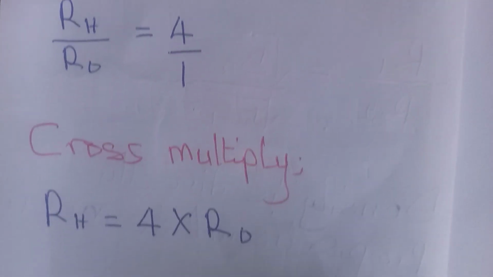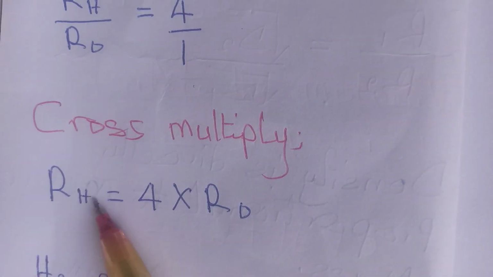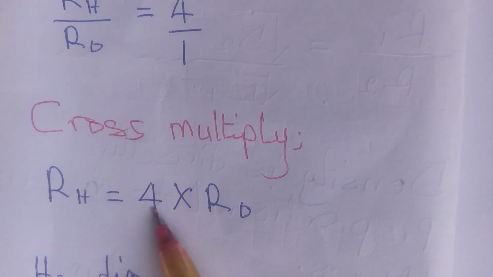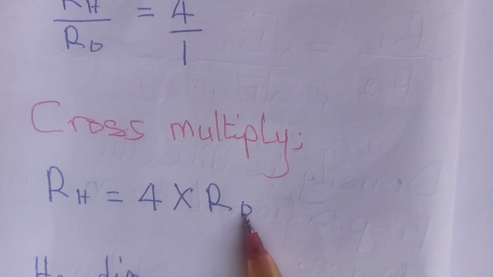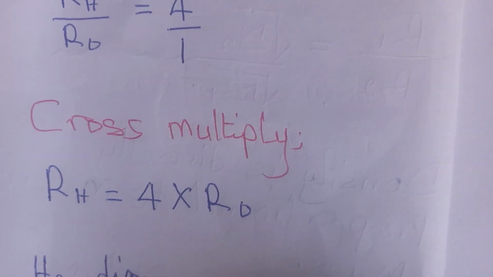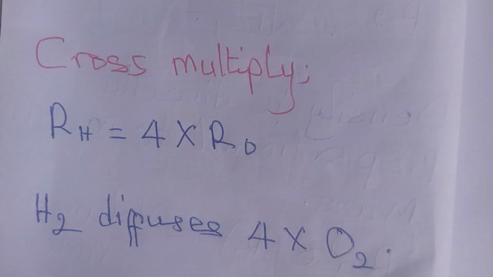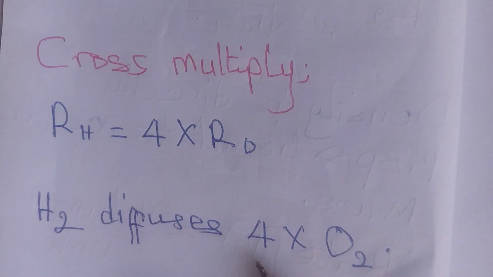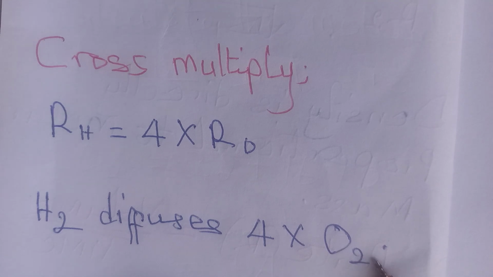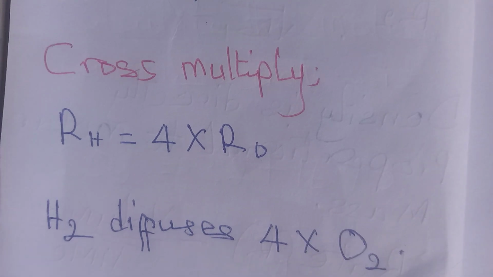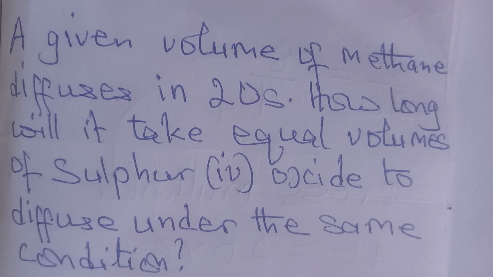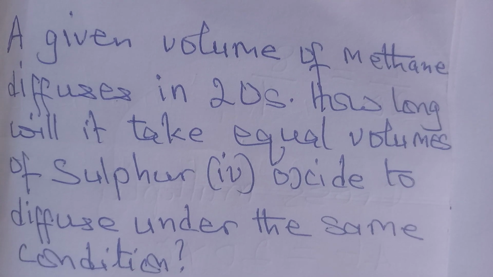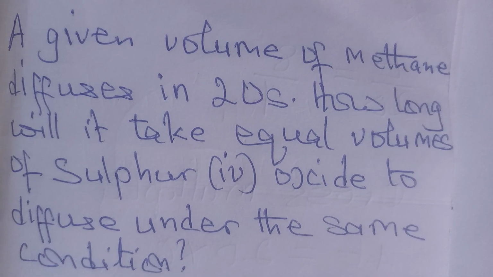Then if you solve this equation, making the rate of diffusion of hydrogen subject of the formula, you're going to get the rate of diffusion of hydrogen equals 4 times the rate of diffusion of oxygen. Therefore, we can simply say that hydrogen gas diffuses 4 times the rate of diffusion of oxygen gas. Yes, that was the solution to the first case we presented at the beginning of this video.